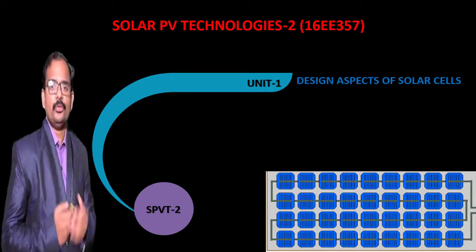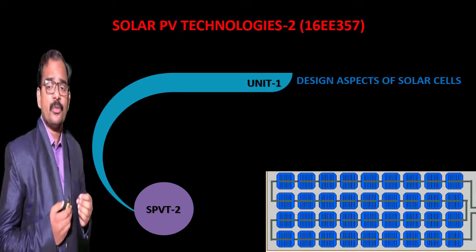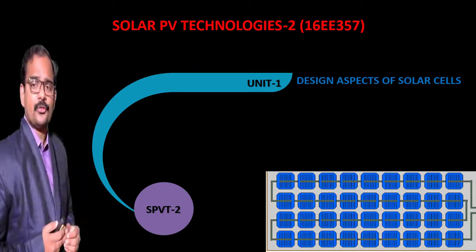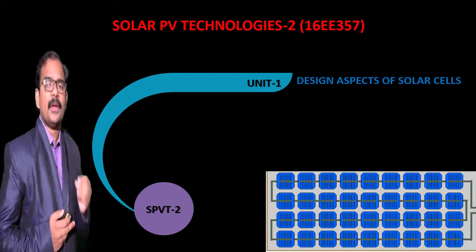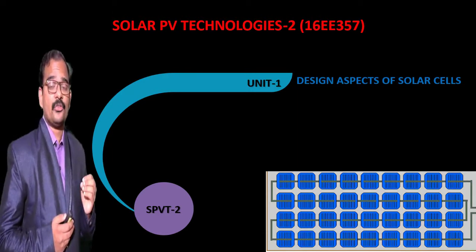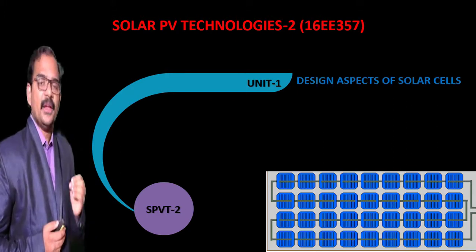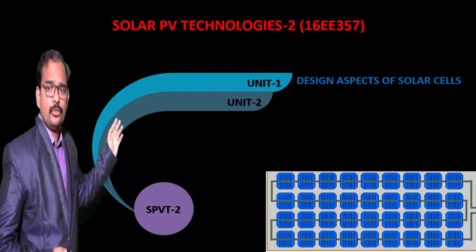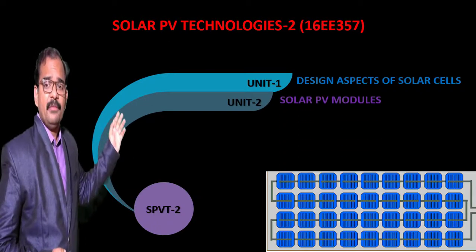And then we have gone through the solar simulator, which will measure the performance of a PV cell by drawing the IV curves. As a last topic, we have seen the quantum efficiency. That is the number of electrons generated per each photon is nothing but a quantum efficiency. So in the second unit, we have gone through solar PV modules.